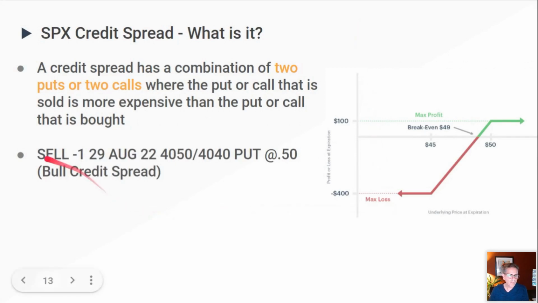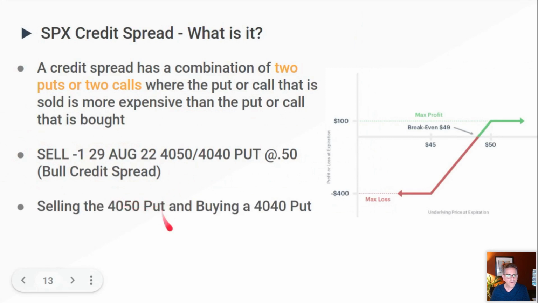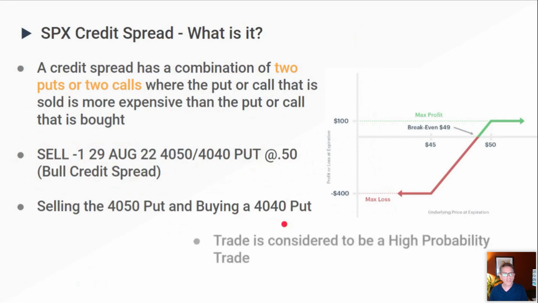This is the format of the position, and these are in Thinkorswim with TD Ameritrade. If you're looking at it, you're selling one contract here, and the expiration is 29 August 22. Here's the position that you're selling, 40.50. So you're selling the 40.50 put, buying the 40 put. It's called a bull spread, and you receive 50 cents on that trade times the multiplier, which is 100, which would be $50.